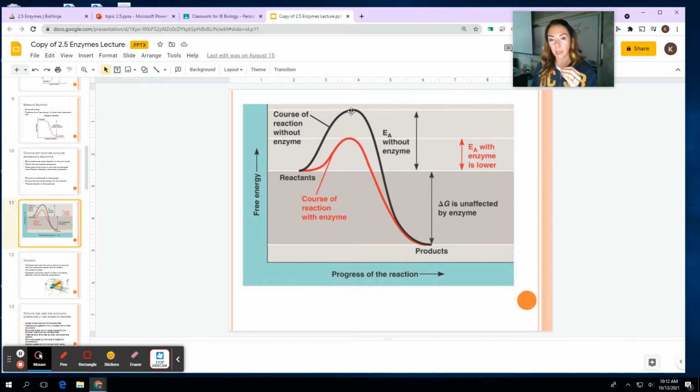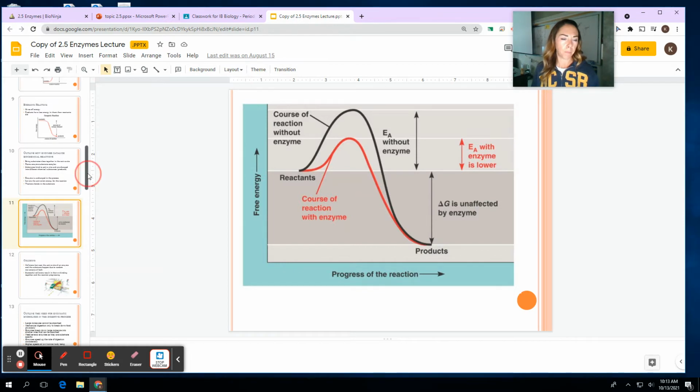Without the enzyme, right here, it still goes up to the same products. So the reactants and the products are the same, but here's the course of the reaction with the enzyme. So the enzyme goes here, it takes less energy. So it's a more efficient way for your body to break down substrates.